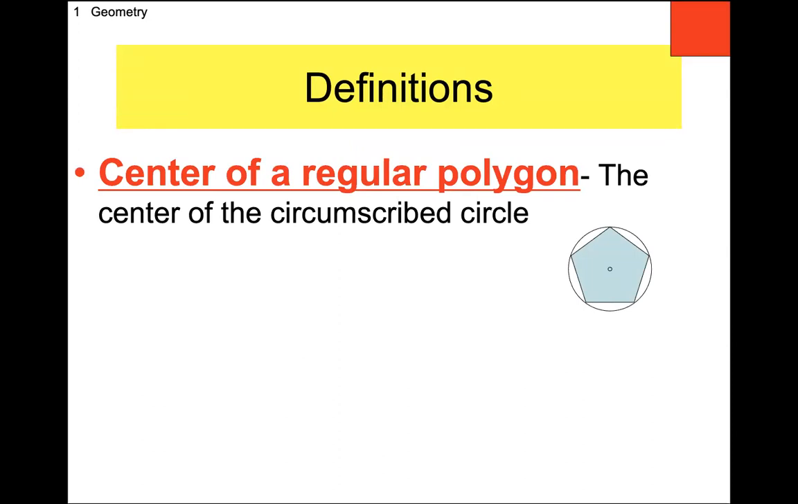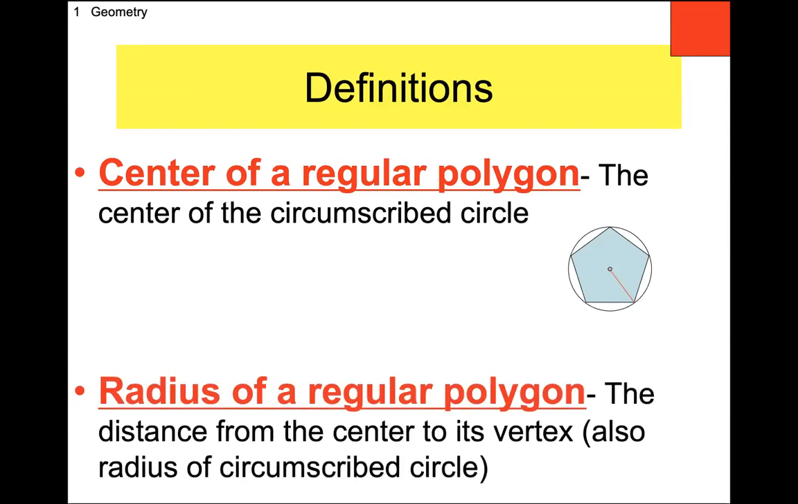I'm moving on. Okay, second definition: if I extend a radius from that center dot right there, remember that's the center of a circle. If I extend a segment to the side of the circle, I've made a radius. Notice that it would also intersect a vertex of the regular polygon. Since we called that the radius of the circle, we will also call that the radius of the regular polygon. So it's the distance from the center to its vertex, and it's also the radius of that circumscribed circle.